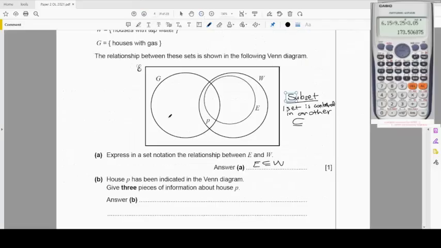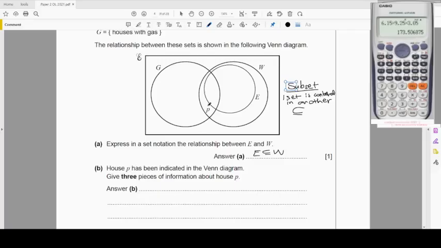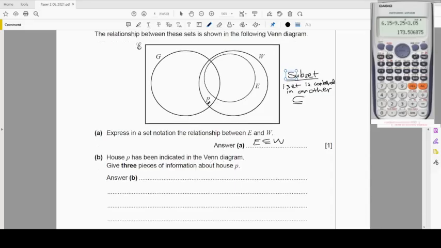Okay, so house P, so we have a house here, has been indicated in the Venn diagram. Give 3 pieces of information about house P. Okay, so here we have to look at where the letter P is in relation to these circles, and then we can say whether it has gas, water, and electricity. Now, because P is in the universal set, something that is obvious but we can state as well is that P is a house in Sibinda. So this is obvious, but there's no harm in stating something that is obvious.